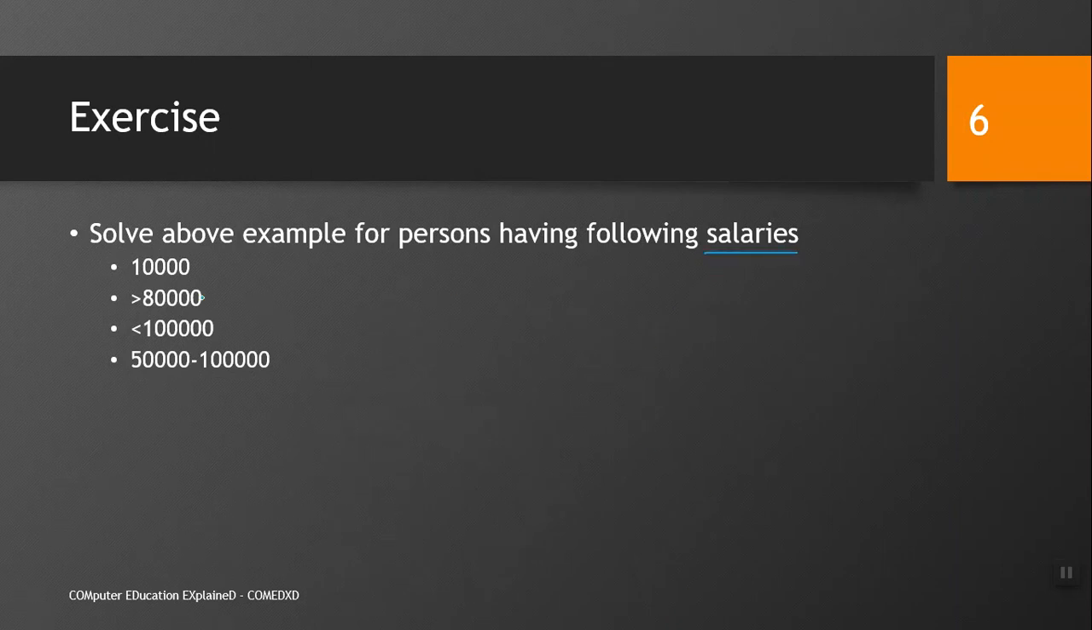Now, this is interesting. A person having salary 10,000, what is the chance that he would purchase a car or not? The persons having salary greater than 80,000, the persons having salaries less than 100,000, and the persons having salary range 50,000 to 100,000. You have to work with the same data set that would be provided along with this lecture.